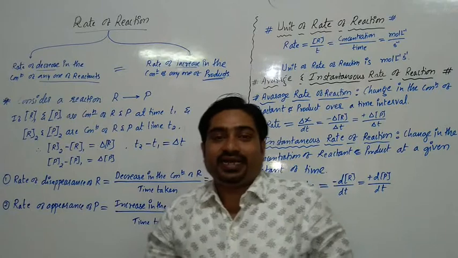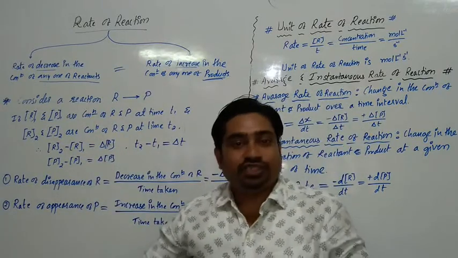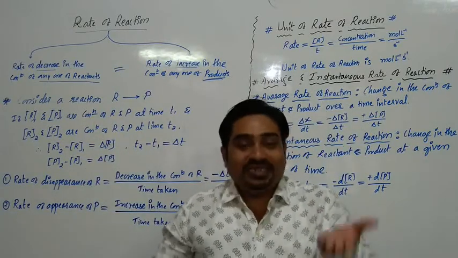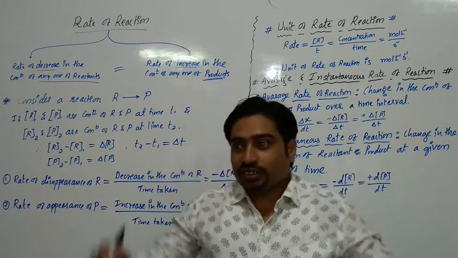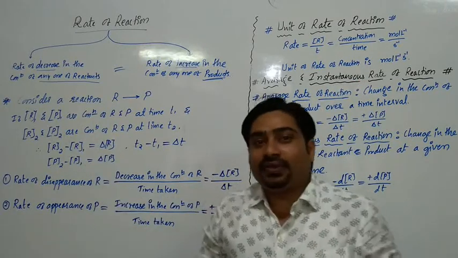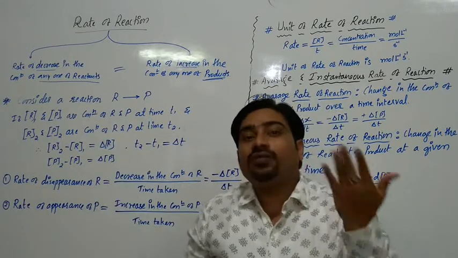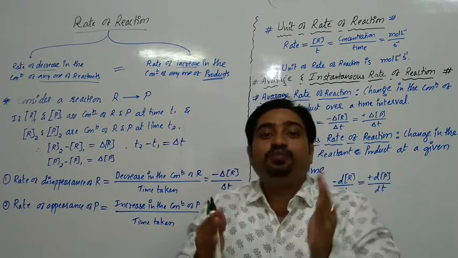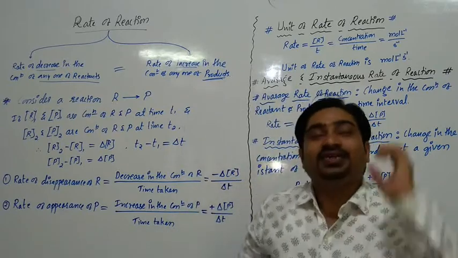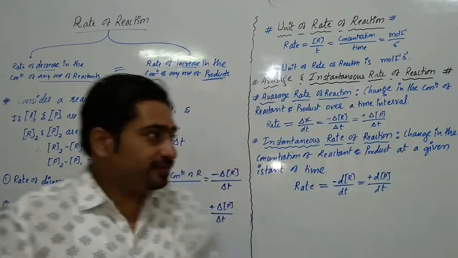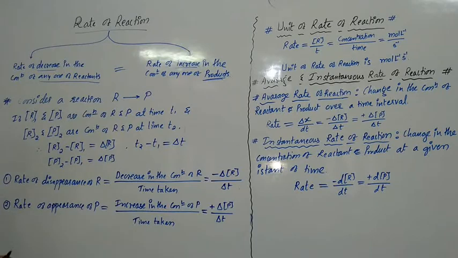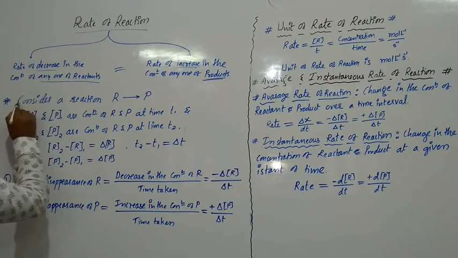So in a chemical reaction, the decrease in the concentration of reactant is equal to the increase in the concentration of product. So if I calculate the rate of reaction with respect to the concentration of reactant or with respect to the concentration of product, both are the same. I am going to get the same answer by using them. Okay, so let us understand this more clearly.